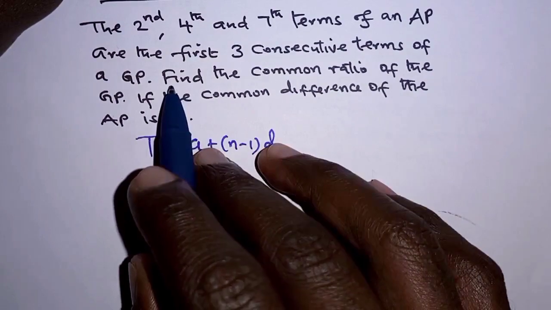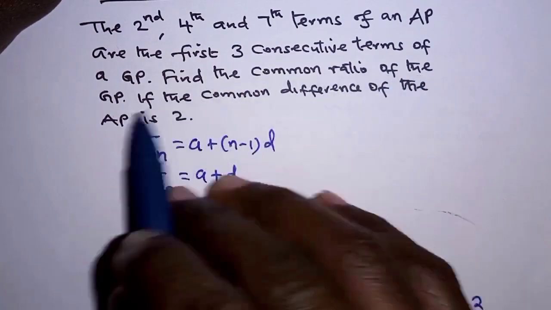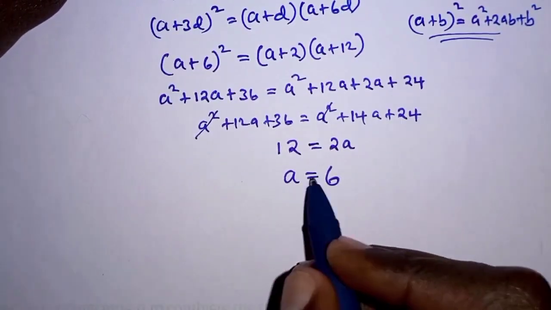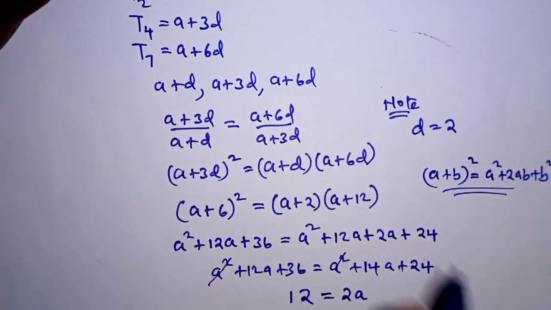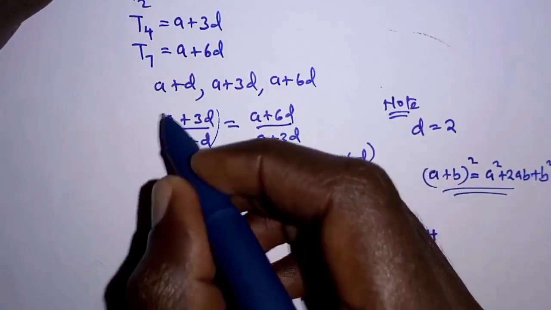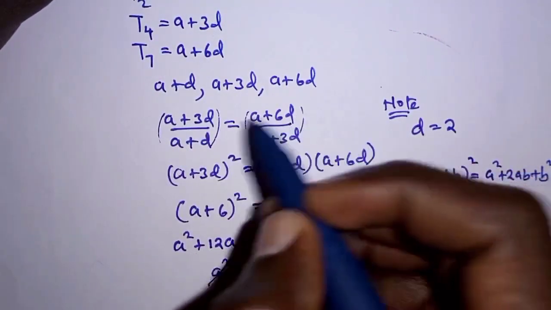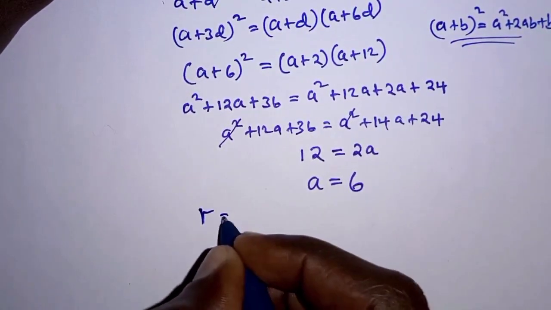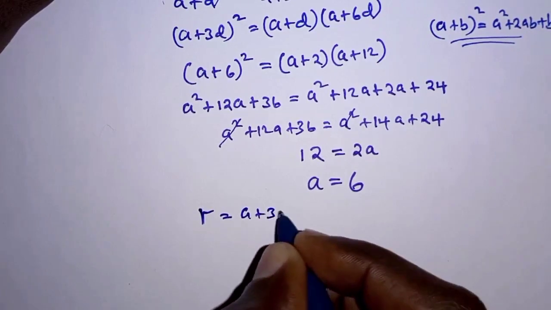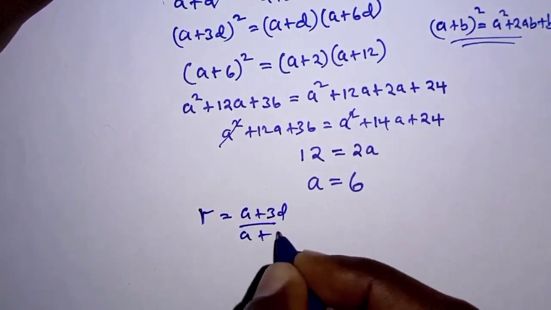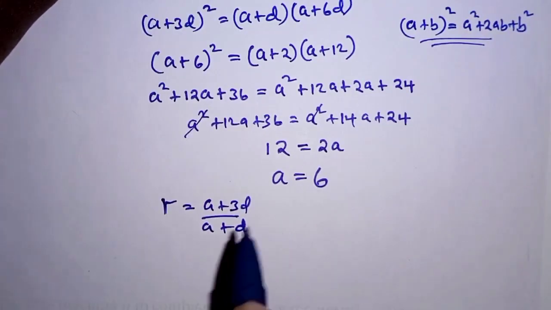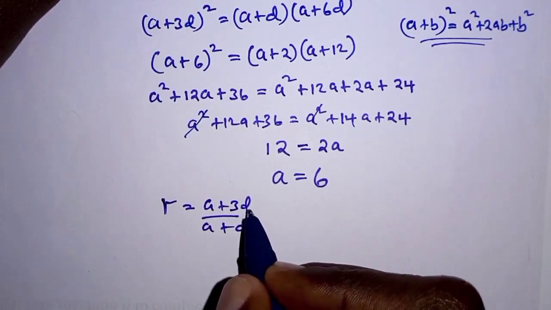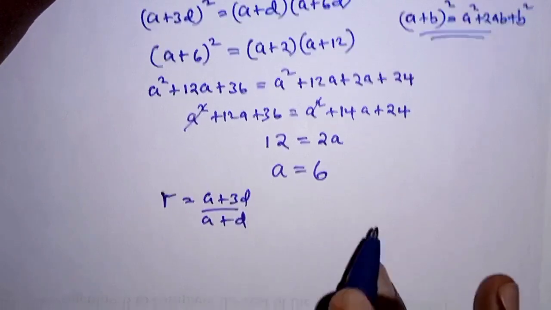Remember, in the question, we are required to find the common ratio of the GP. So we already have the first term, A. Now we are going to use any of these, either the left-hand side or the right-hand side. I'd prefer the left-hand side. We have the common ratio as (A + 3D) over (A + D). We already know the value of A as 6 and D we were given as 2.